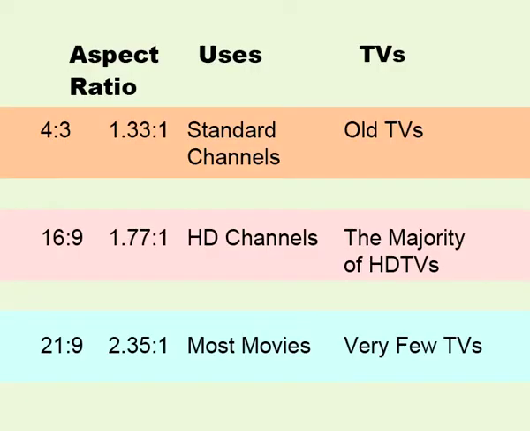Use of video broadcast video standards. Aspect ratio. Uses: TVs. 4 to 3, 1.33 to 1. Standard channels. Old TVs. 16 to 9, 1.77 to 1. HD channels. The majority of HD TVs. 21 to 9, 2.35 to 1. Most movies. Very few TVs. The most common aspect ratios in the video industry.